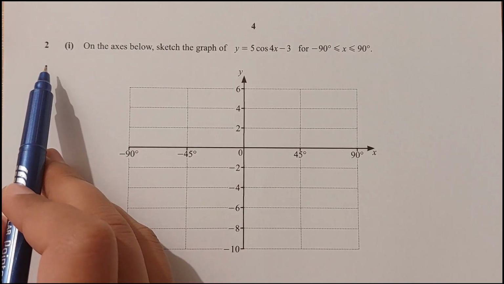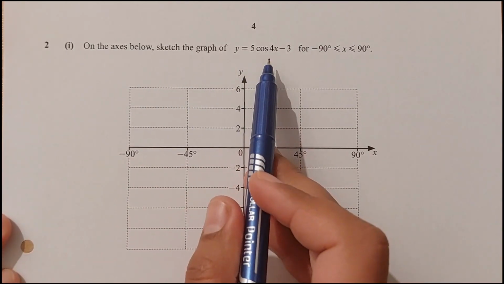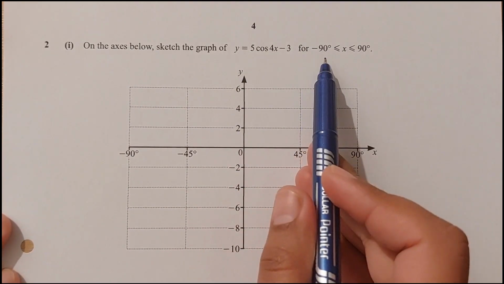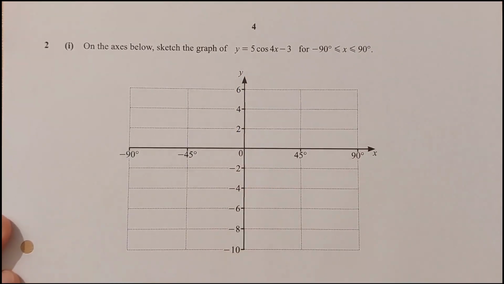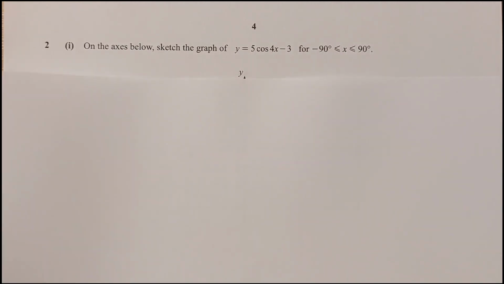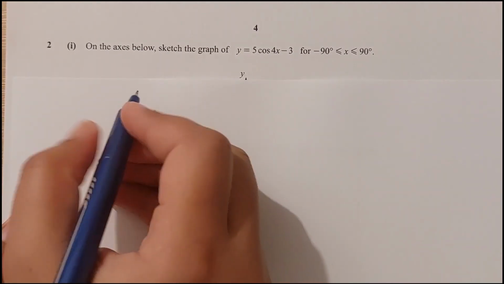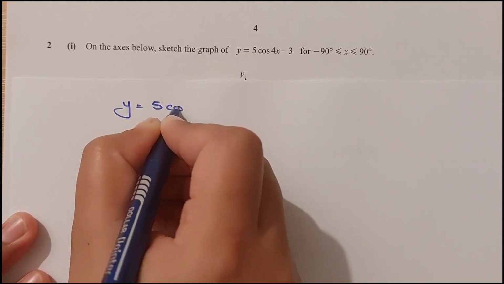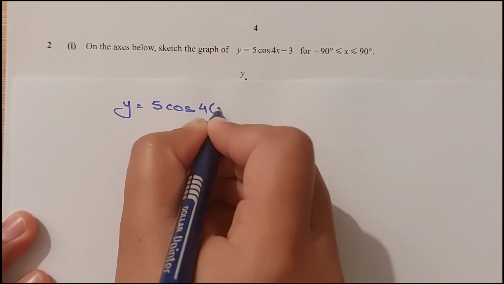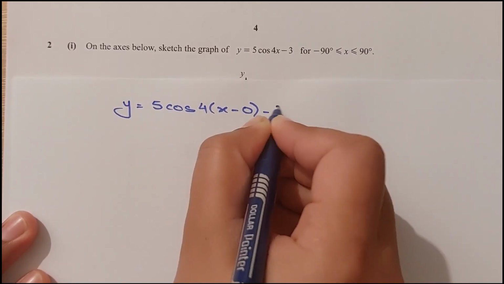Question number 2, part 1. On the axis below, sketch the graph of this function for x between minus 90 degrees and plus 90 degrees. This is a sinusoidal function, the cosine function. We have to draw the graph of this. Let me write it in the transformed form: y equals 5 cos 4 (x minus 0) minus 3.